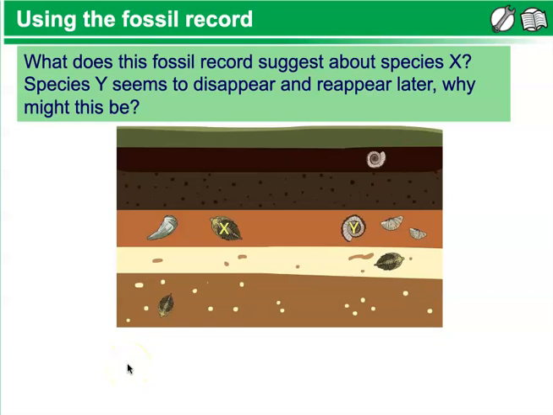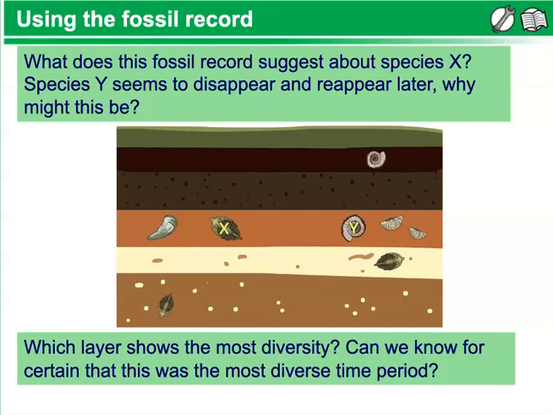Using the fossil record. What does this fossil record suggest about species X? Species Y seems to disappear and reappear later. Why might this be? Also, which layer shows the most diversity? Can we know for certain that this was the most diverse time period?